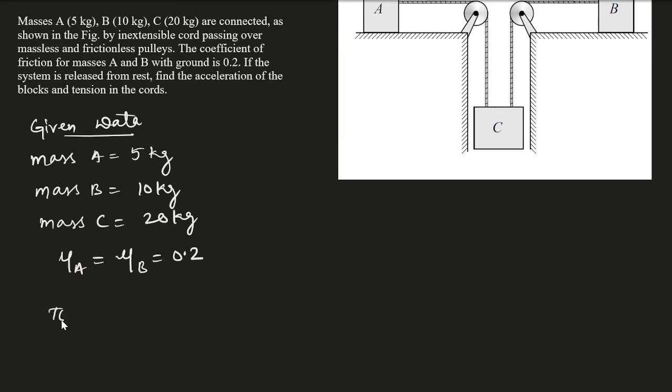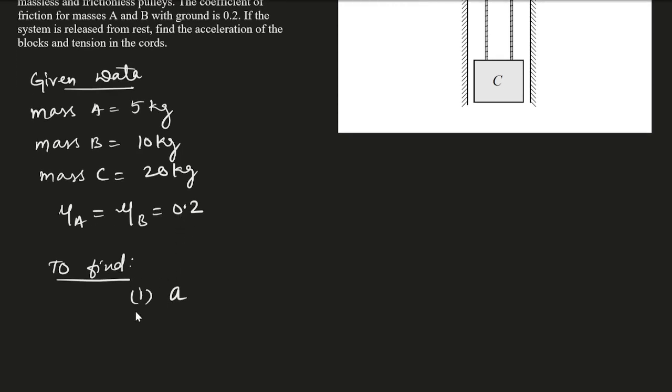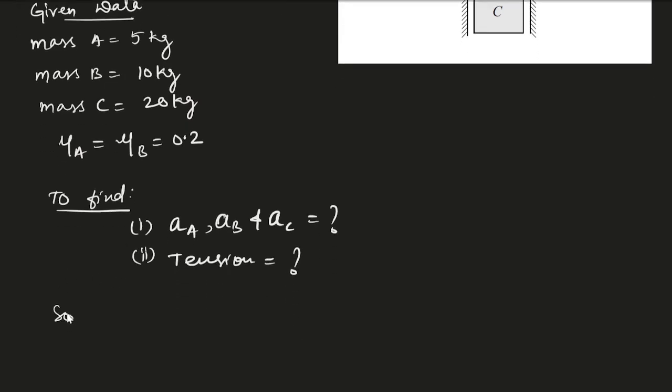So what are we supposed to find? First, we have to find the acceleration of the blocks. That means we have three blocks, that is a suffix A, a suffix B and a suffix C. Then the tension in the cords, which is equal to question mark. Okay, so solution.